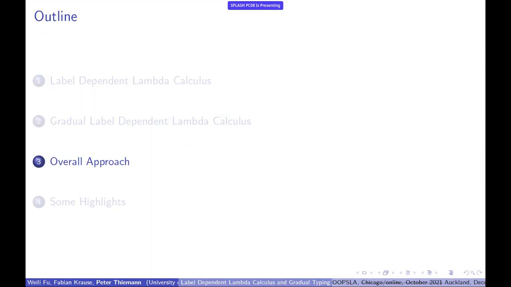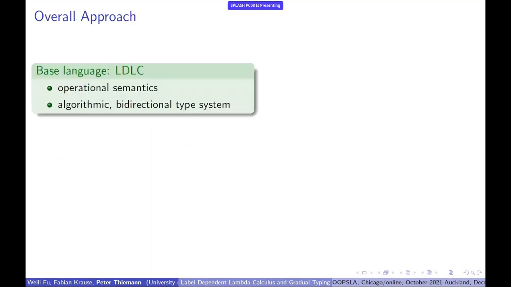Let me go to the next slide. What's going to happen underneath? So first, we start out with some base language. That's like the language that I showed you on the first slide. So that's a lambda calculus. You have these labels, and you have the pi and sigma types that we had on the first slide. And then you have the usual call by value operational semantics. And we designed a bidirectional type system, which gives more or less immediately rise to an algorithm. So that is all decidable and whatnot.